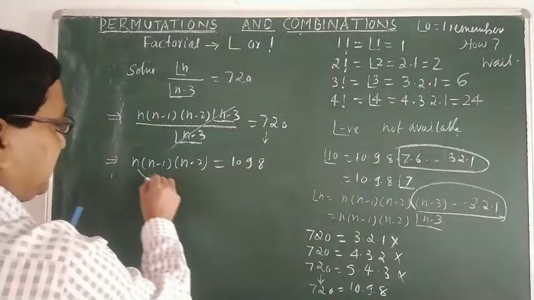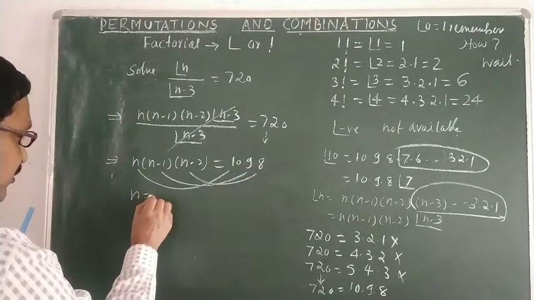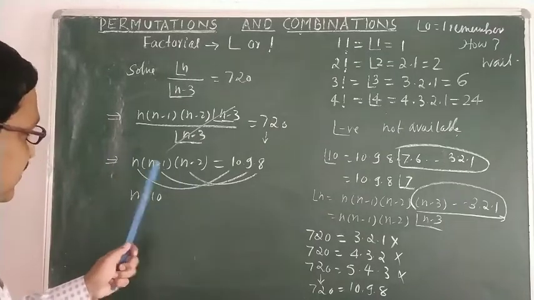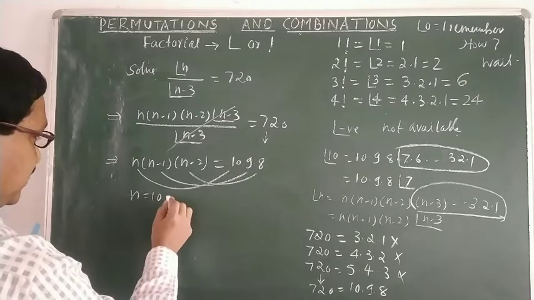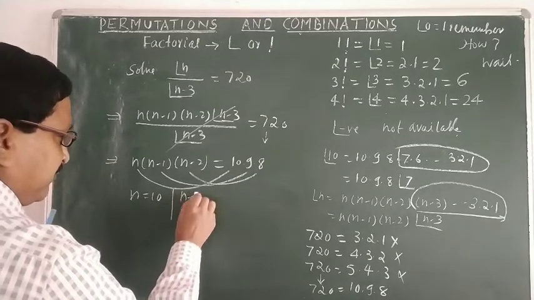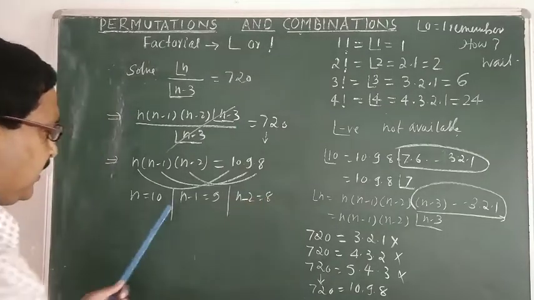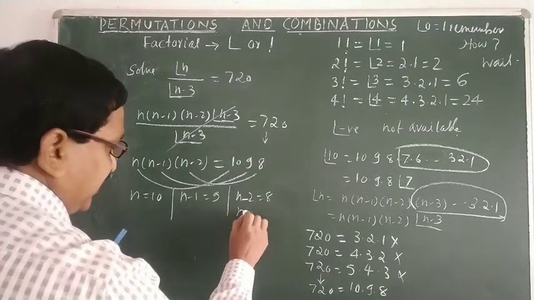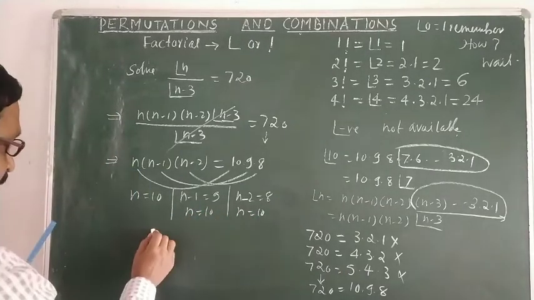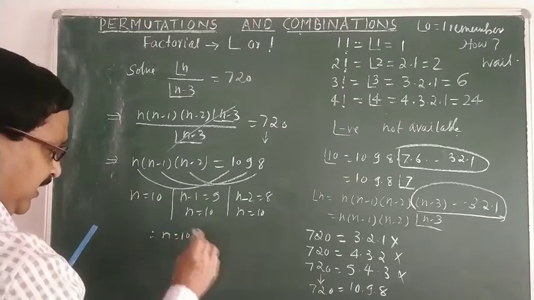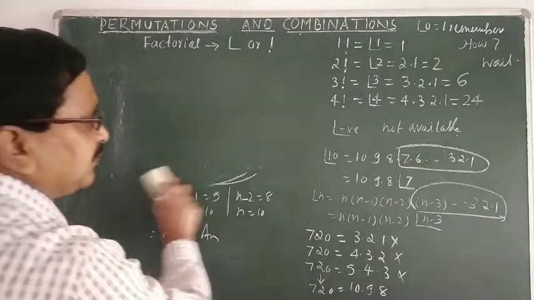Now by comparison, we can find the value of n. So n is equal to 10. Remember that the order, big, small, small, should be maintained. So n minus 1 is 9, n minus 2 is 8. From all the 3 parts, we are getting n is equal to 10. So finally, n is equal to 10 is the answer. In this way, we can do the problems.